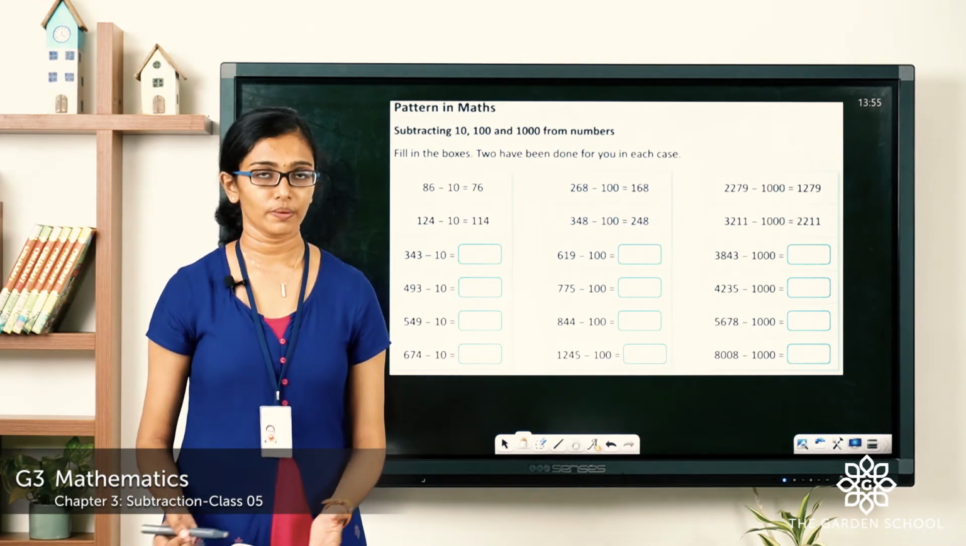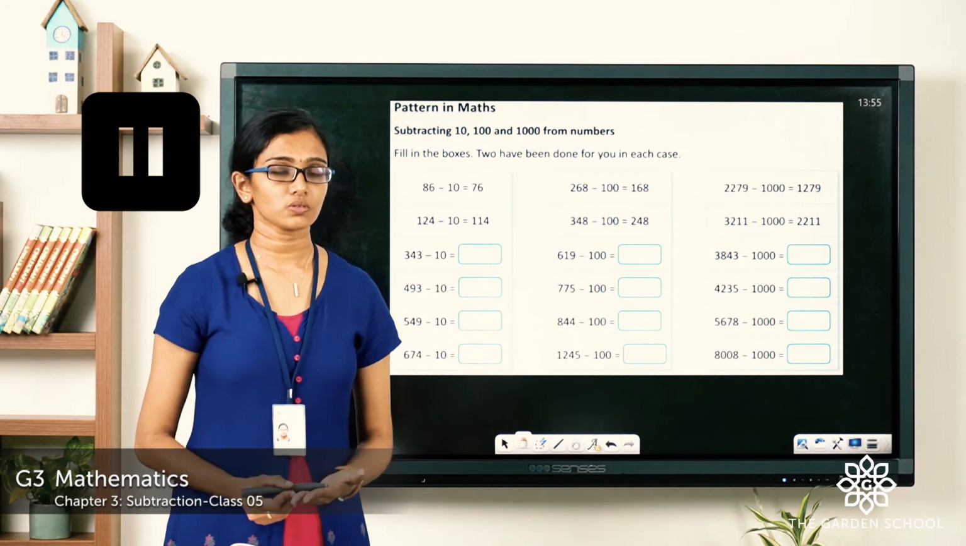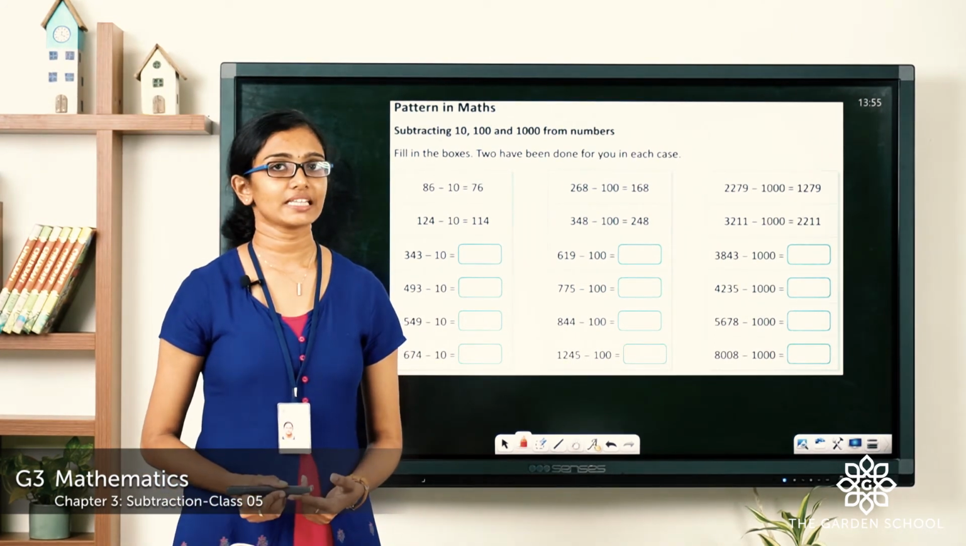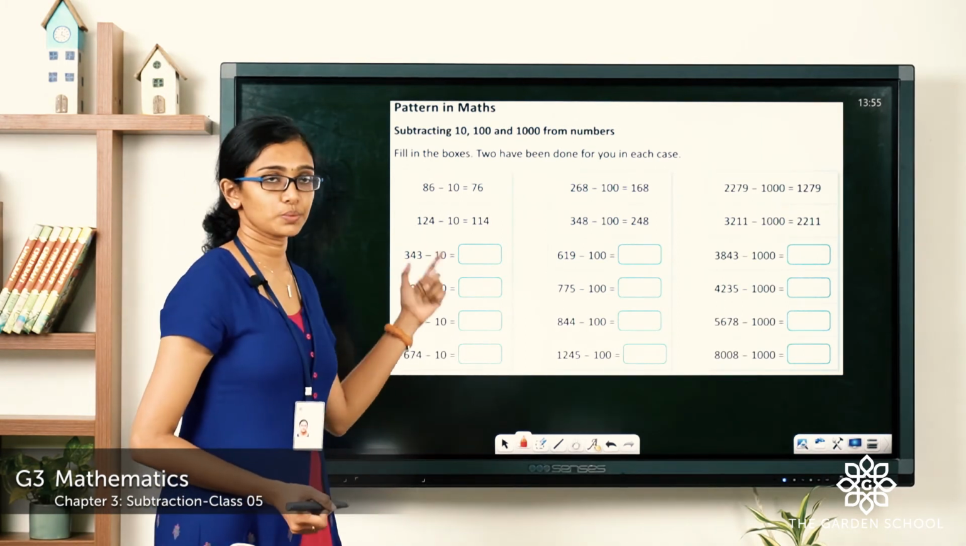Please go to the topic, and there are a few questions to be filled there. We can pause the video, finish these questions and come back. Hope you finished writing the answers. Now let's check them. Here this is the subtraction with 10.